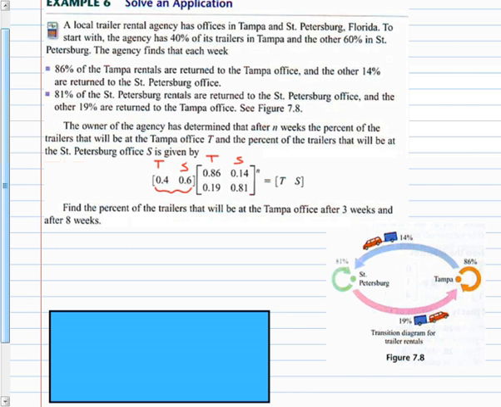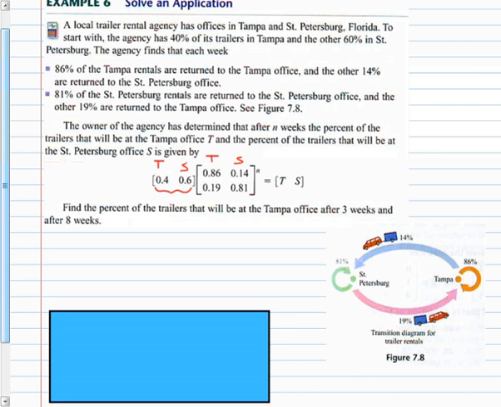81% of the St. Petersburg rentals, so this is a T and an S, row as well. So if I have 81% end up in, well, I shouldn't have said it that way. Let me erase that. In St. Petersburg, there's 81% back in St. Petersburg, and 19% of them get returned back to the Tampa office.